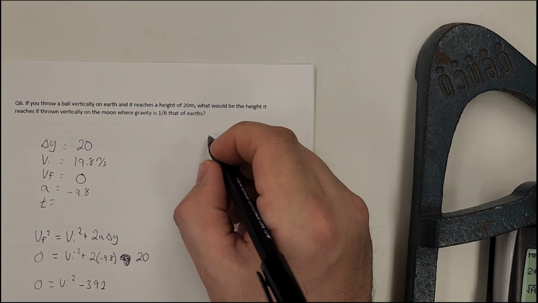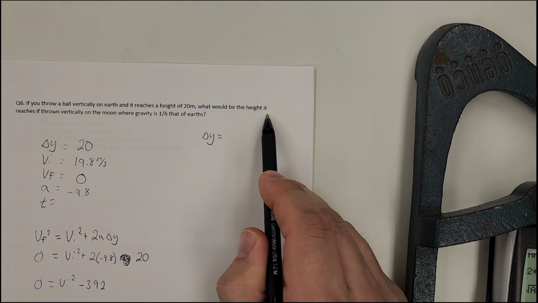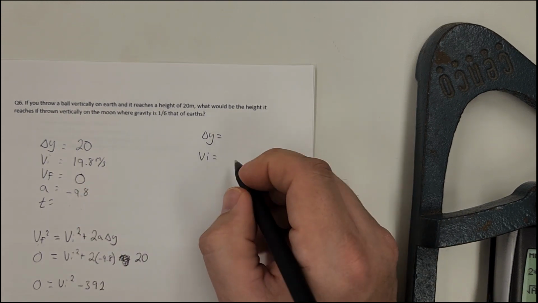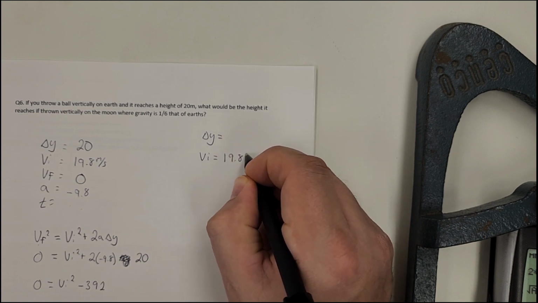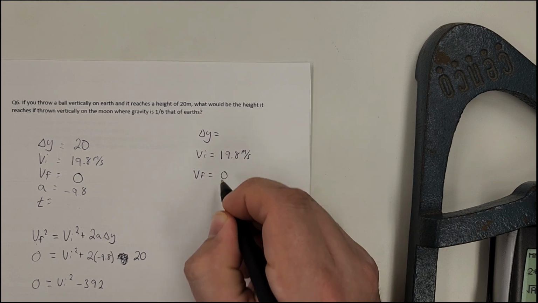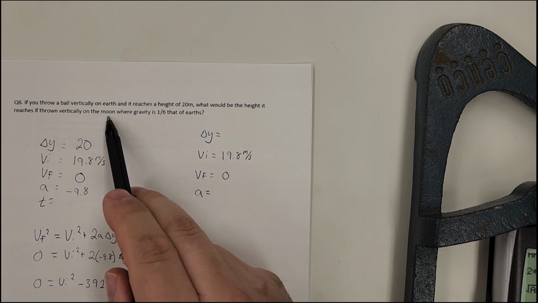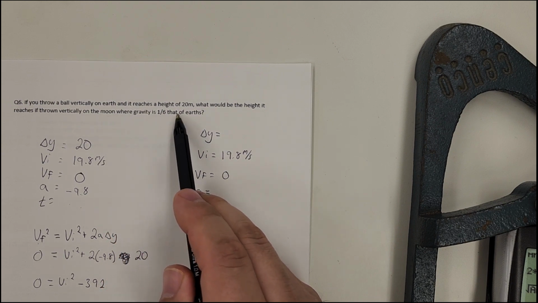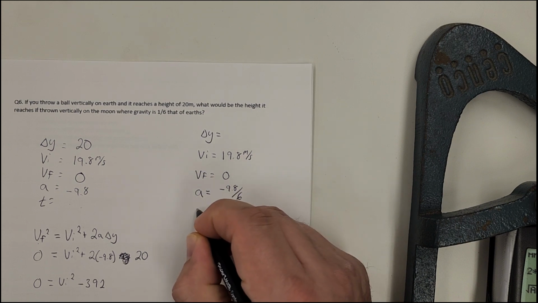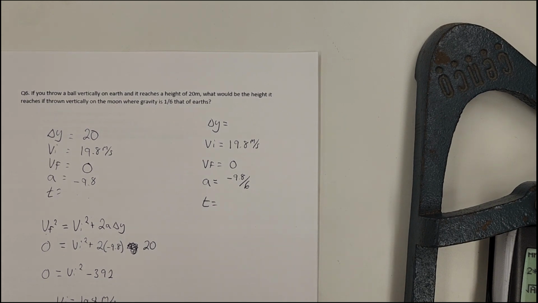Now let's jump over to the moon. How high does it go on the moon? We don't know. That's what the question is asking, right? What's the height on the moon? But if we do the exact same throw, I'm going to throw it at 19.8 meters per second. Final velocity, I want the maximum height, so I want that to be 0. And the acceleration on the moon, it says gravity is 1/6 that of Earth. So I'm going to have negative 9.8 divided by 6. And again, time is the thing I don't care about in these ones.